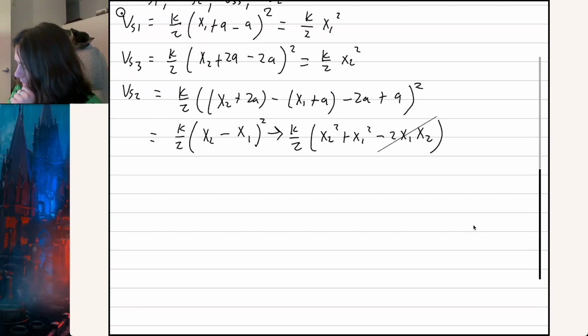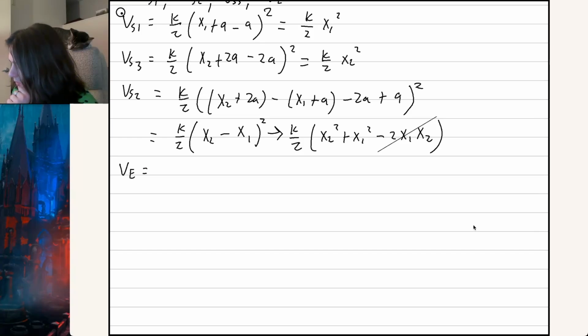So the potential due to the electric charge of the masses is going to be your normal Coulomb potential. It's going to be q squared divided by 4 pi epsilon naught, divided by the distance between the two masses, which we've already determined is just x2 minus x1 in the last bit.